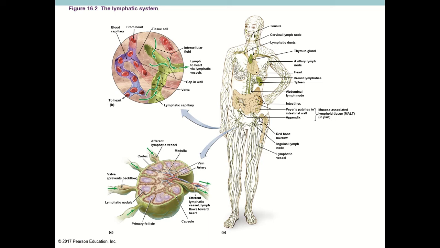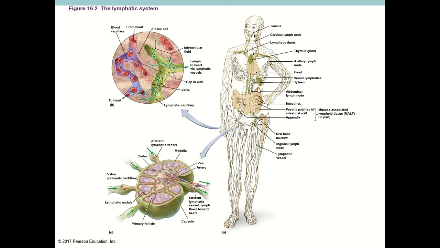These nodes are concentrated in several different regions throughout the body, to include cervical. These are cervical nodes right here. Cervical refers to the neck region. There's also axillary lymph nodes, which are located in the armpit region on both sides. We also have inguinal lymph nodes, which are located in the groin area. There's also Peyer's patches, which are located in the abdominal region within and outside the intestines.